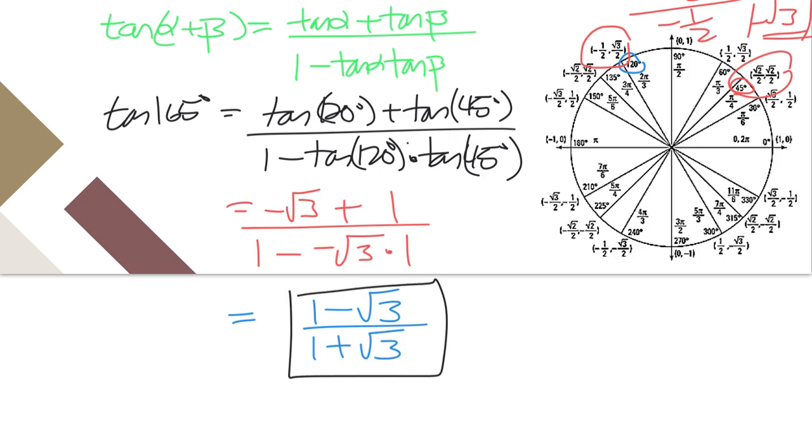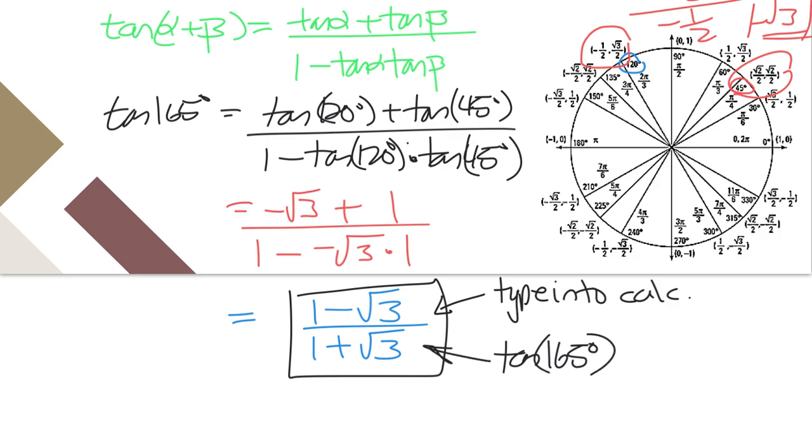And you can check. You can type this into a calculator, type in tangent of 165 degrees, make sure it's in degrees, and see that those are in fact the same on your calculator. So try it just to double check, and that's one way to make sure you're doing it right. And this is the exact answer versus a decimal answer of tangent of 165.